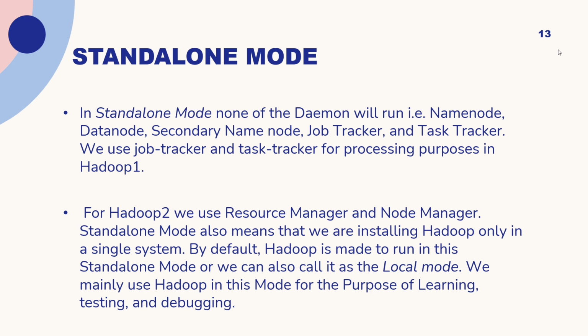Standalone mode also means that we are installing Hadoop only in a single system. By default, Hadoop is made to run in this standalone mode, or we can also call it local mode. We mainly use Hadoop in this mode for the purpose of learning, testing, and debugging. So standalone mode is the default mode in which Hadoop runs. We use it in debugging. We use input and output files as local files.